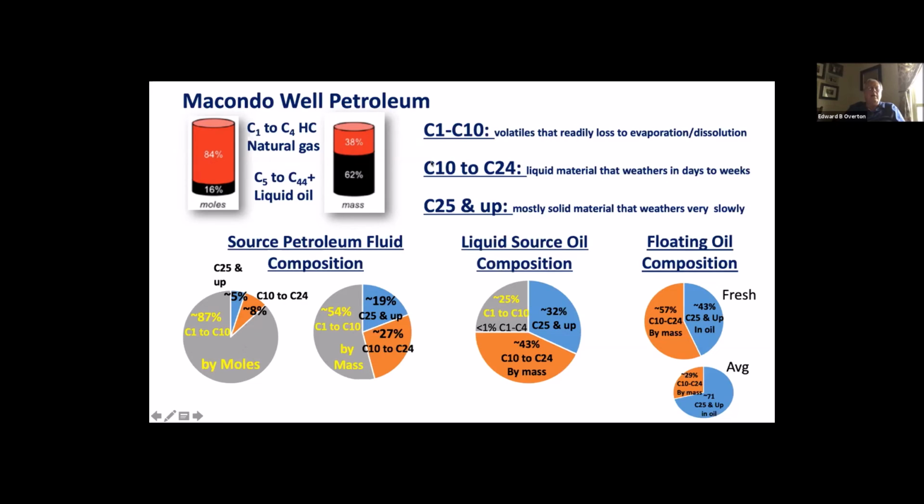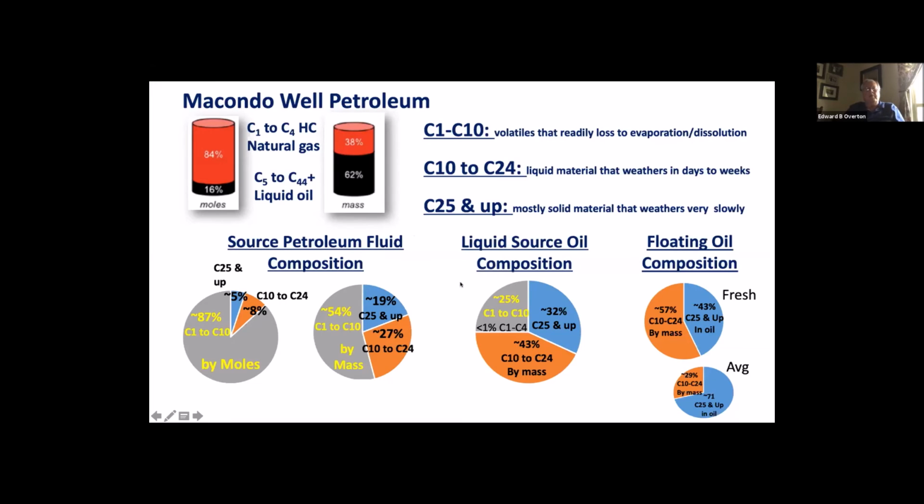The second fraction, C10 to C24, these are the compounds that are more or less liquid in nature and are readily degraded by normal environmental processes of normal weathering. And then you have things that don't degrade very quickly. Generally, those have 25 carbons or up. Now, this is just an approximate split, but this is how I split oil. And so what we have on the bottom, on a mass basis, is that the fluid that came out of the ground was mostly natural gas, right? It was about 27% C10 to C24 carbons, and then 19% these higher molecular weight compounds. These are almost solid-type materials.